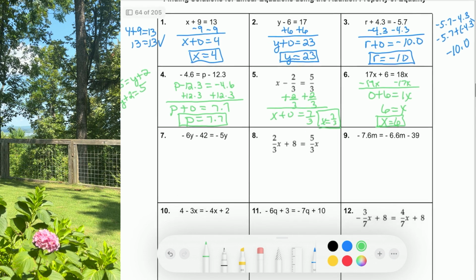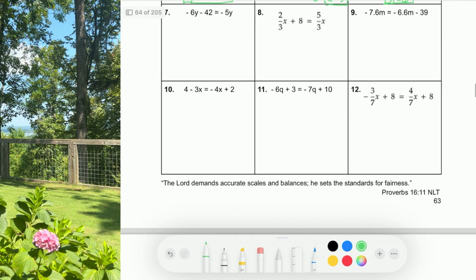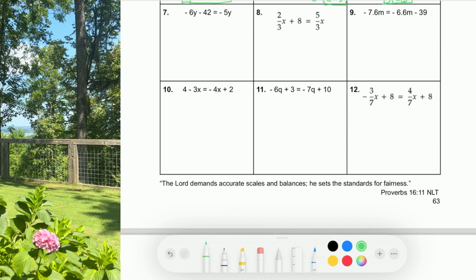All right, let's look at number 7. We have negative 6y minus 42 equals negative 5y. Again, we have our variable on both sides of the equation, so we need to get them together. I'm going to add 6y. That's the one I need to move. The negative 5y is already by itself, so I want to move the 6y.